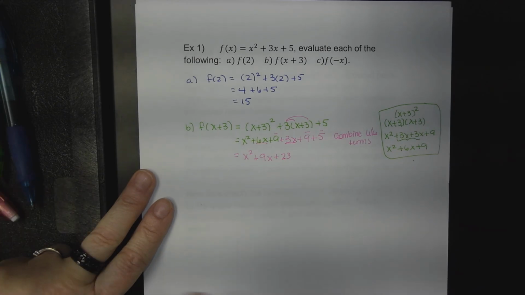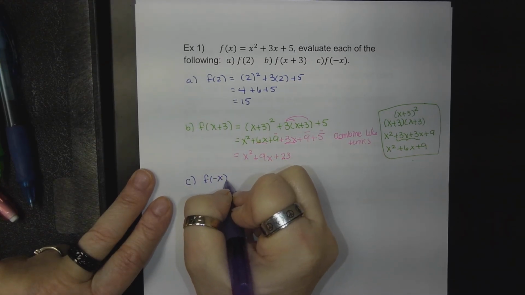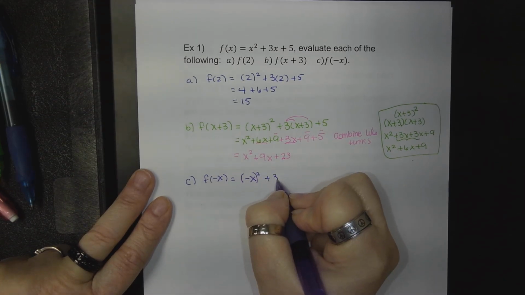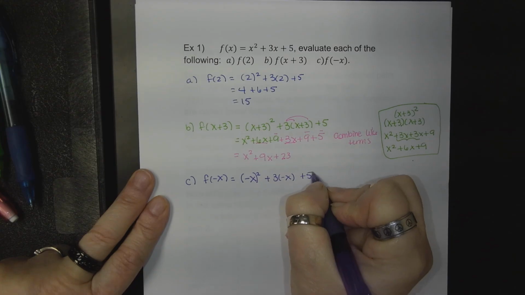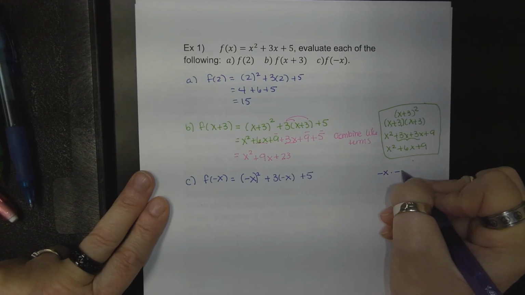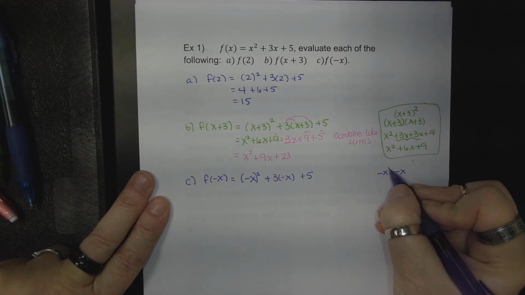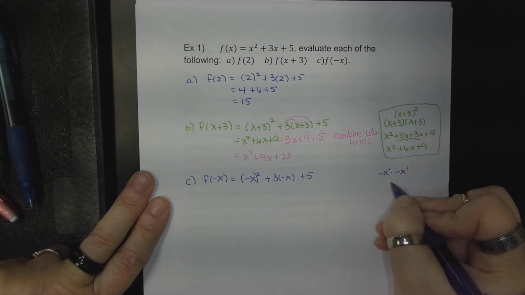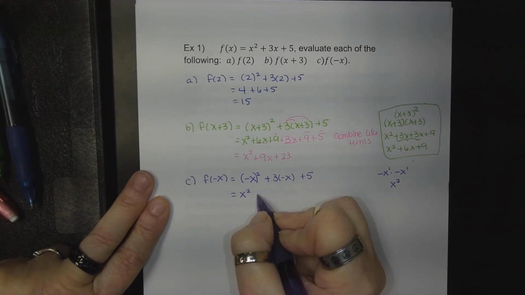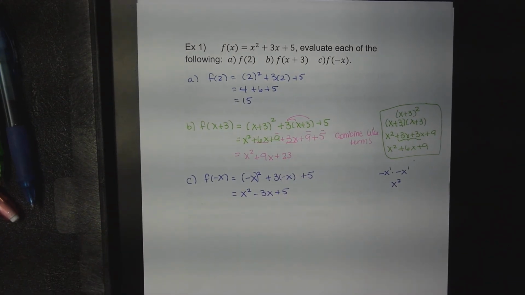Now let's do C. It's going to be f of negative x. Remember parentheses: (negative x) squared plus 3 times negative x plus 5. Negative x squared, that's the same thing as saying negative x times negative x. A negative times a negative gives you a positive. And when you have your exponents up here, you add those. So it's going to be 1, 2, x squared. So this is going to turn into x squared minus 3x plus 5. And we're done with that one.